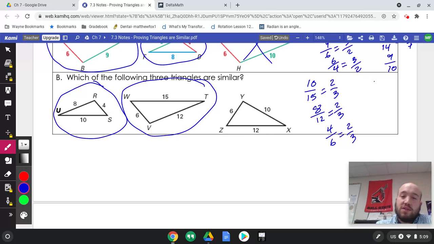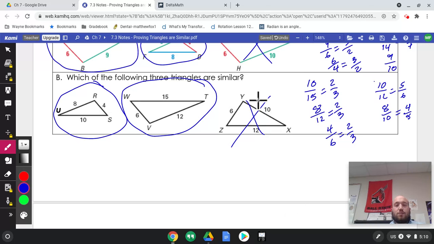Just to be sure, let's double check that this one doesn't work. The longest side, 10, goes with the longest side, 12. 10 over 12 reduces to 5 over 6. Our next one, 8 over 10, would reduce to 4 over 5. So they are not the same, which means this is not similar. So that's by the SSS similarity theorem.